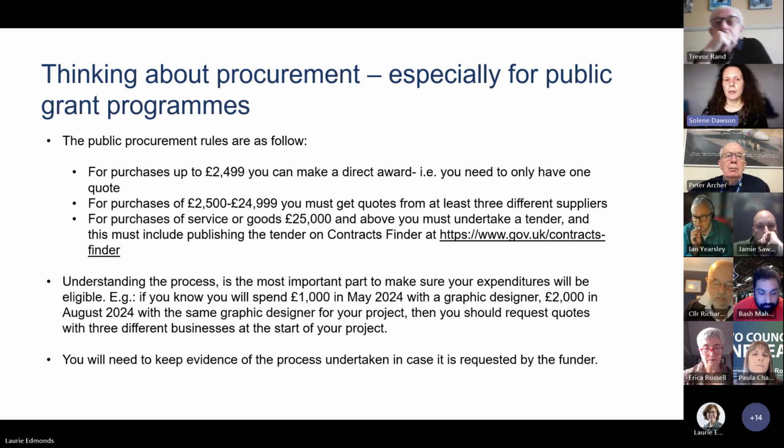So for instance, if across your project, your project is for a year, in May 2024 you need a graphic designer, you're going to spend £1,000 with them, and you will need a graphic designer again, and you will spend £2,000 in August. You can't do 2 direct awards. You have to add these expenditures together. So that means that £1,000 plus £2,000 will be £3,000 worth of graphic designer costs.